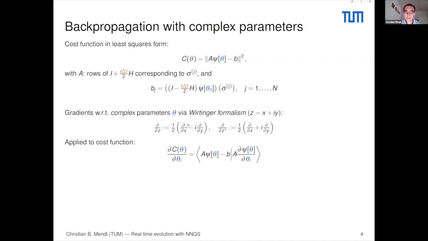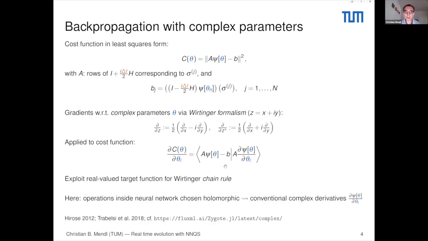But on the other hand, this Wirtinger formalism allows us to compute gradients, and we apply this. When we apply this to the cost function above, we arrive at this expression here. And another important aspect here is that since we already know that this cost function is real valued, we can exploit this for the Wirtinger chain rule.